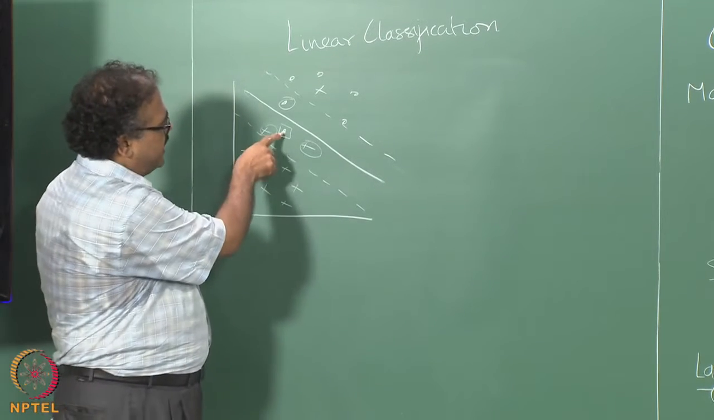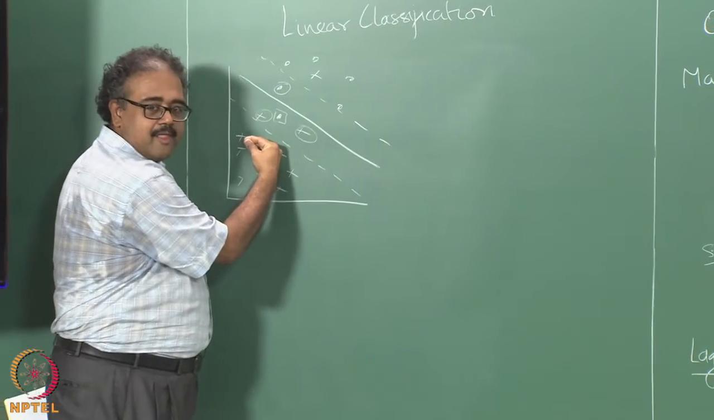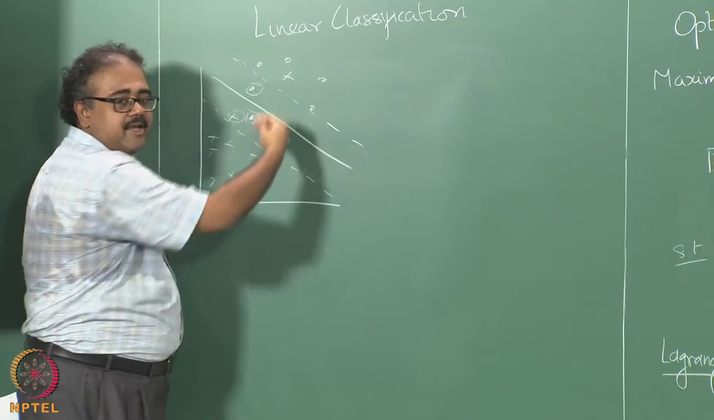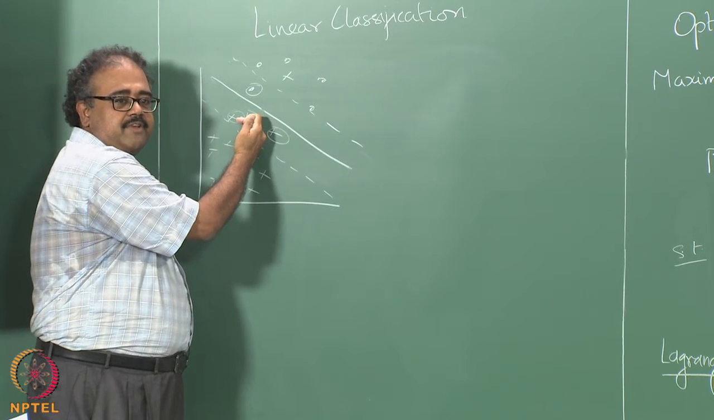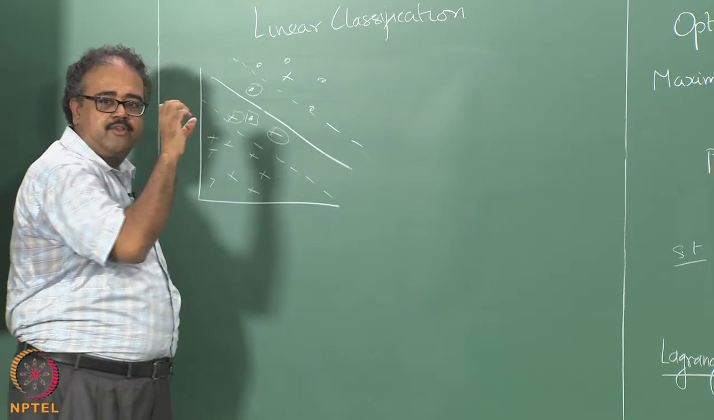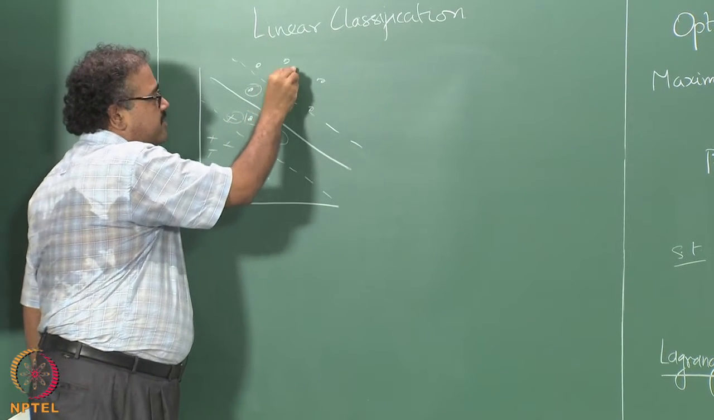If you think about it, if I try to get this correct, there is a gap here, and there seems to be a gap here between the points. If I tried to get this correct and moved my classification surface below, then the margin would have been reduced even further. So it's okay to get this wrong. But then, what about this guy?